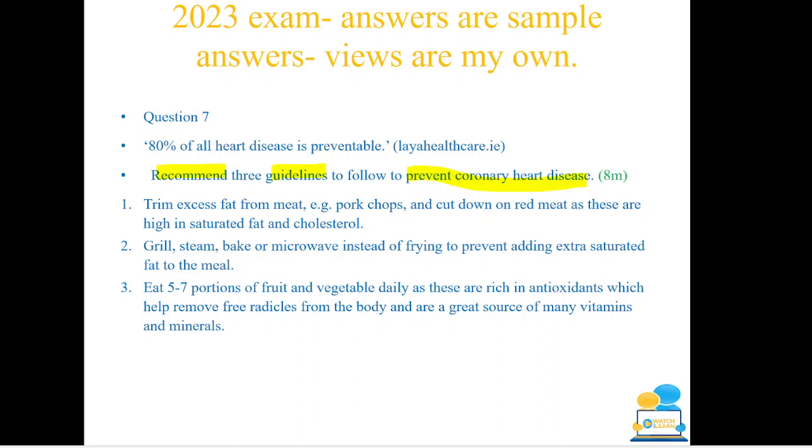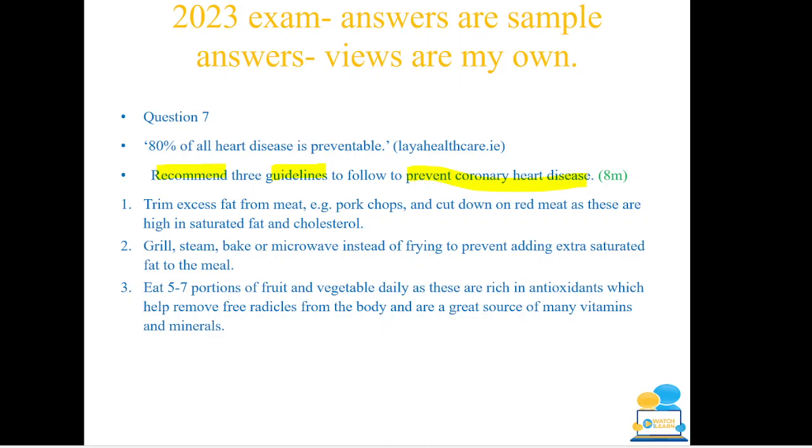So recommend is my action verb. Guidelines, again, in this question they'll have left 3 bullet points, and I know I'm trying to stop coronary heart disease, okay? So you could say trim excess fat from meat. Now you need to be able to give examples. So say, for example, pork chops.